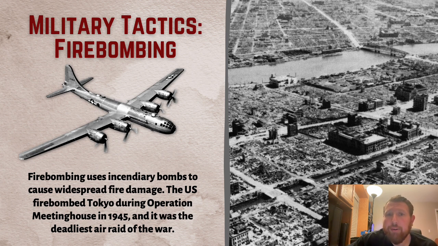The resulting inferno created a vast firestorm that obliterated roughly 16 square miles of the city, killed an estimated 100,000 civilians, and displaced over 1 million people, making it the single deadliest air raid of the war. This method of aerial warfare aimed to undermine Japanese morale and cripple war production, which contributed significantly to Japan's surrender later that year. On the left here is the B-29 bomber. On the right is Tokyo's business district, which was largely leveled after the firebombing of Operation Meeting House.